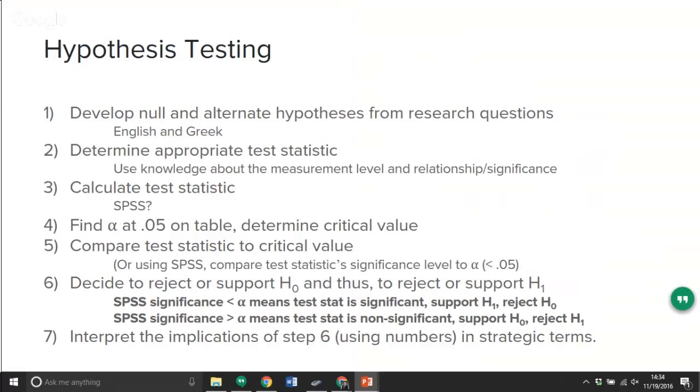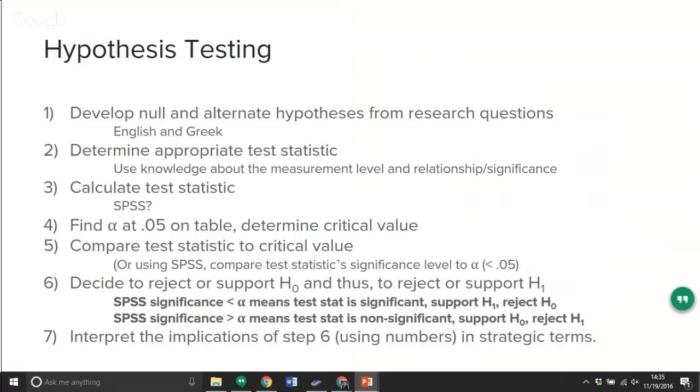Okay, so I have here on number 5, if we're using SPSS, we compare the test statistic's significance level to alpha. In number 6, we're deciding whether or not we are rejecting or supporting the null hypothesis, and thus rejecting or supporting the alternate hypothesis. And this is critical because obviously we're hoping that we can see a supported alternate hypothesis.